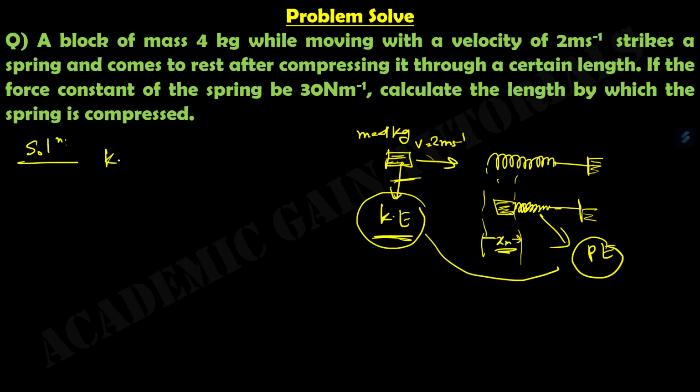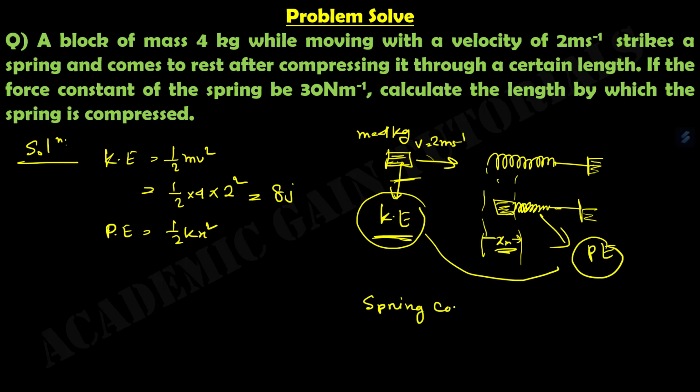First of all, we have to find out the kinetic energy of the block. The kinetic energy will be half of m v squared. We know m is 4 kg and the velocity is 2 meters per second, so the kinetic energy will be 8 joules. For a spring, the potential energy is half of k x squared, where k is the spring constant, and the question gives k equals 30 Newton per meter.